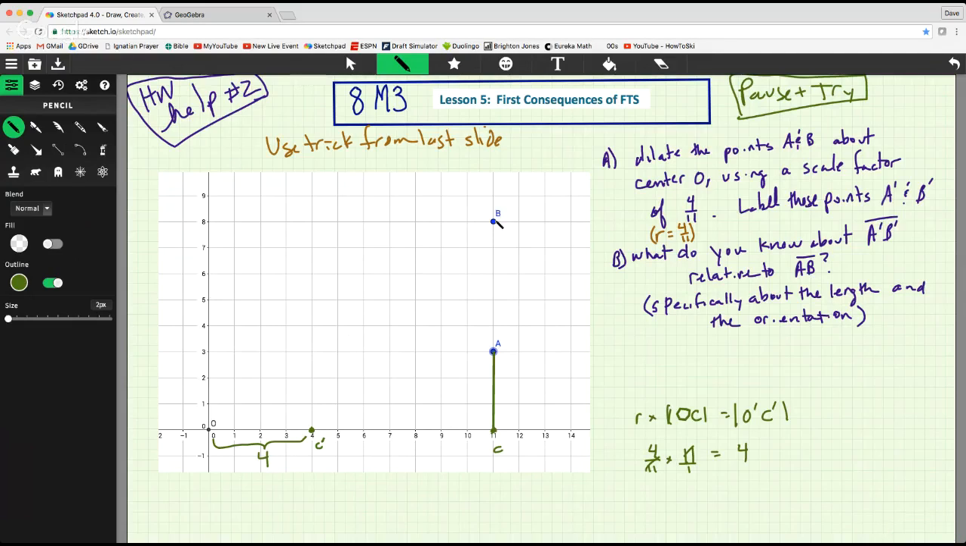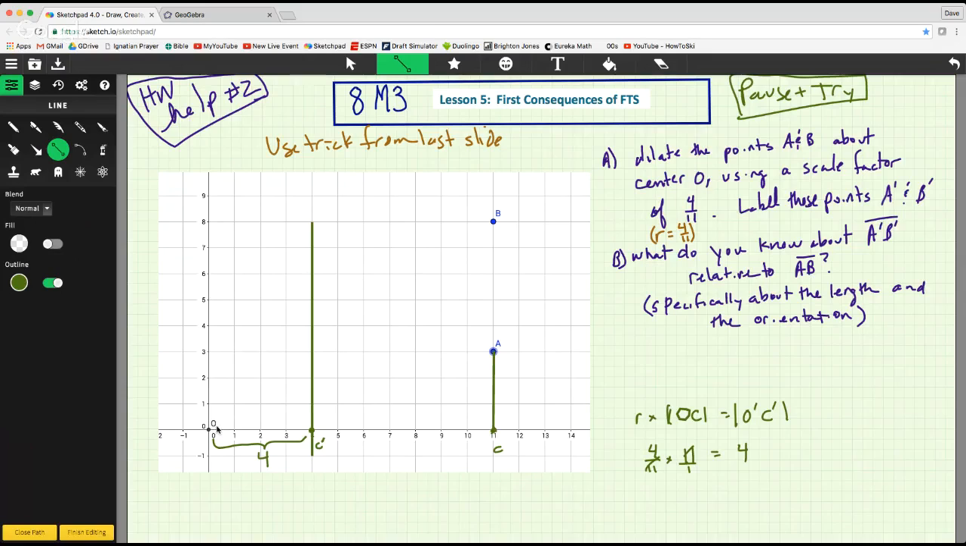Now we're off to the races. We know that when we dilate points, they all must be parallel. So if we dilated C to C prime, A prime must be on a line that makes A prime C prime parallel to line AC. So let's just go ahead and draw that line in. This is our line that's parallel.